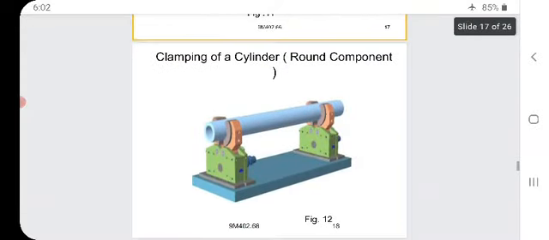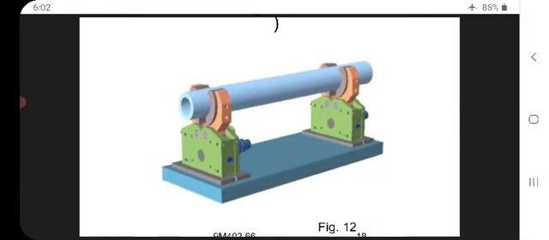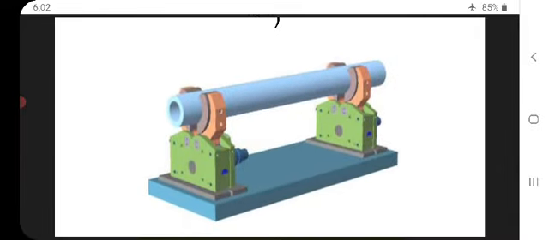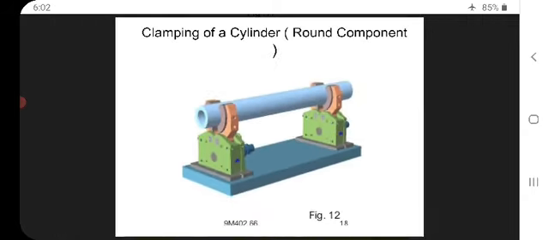So clamping of a cylinder, a round component. See, this is the figure. I am making a zoom. In the figure, we are clamping a cylindrical workpiece, which has the diameters D1 and D2. Why are we clamping? It should undergo the working.